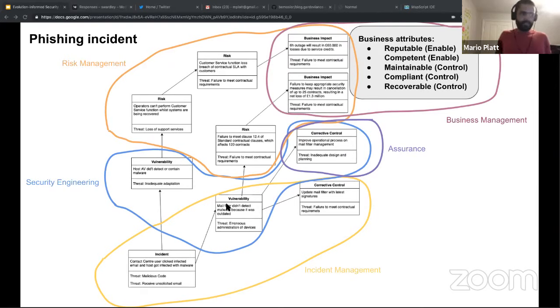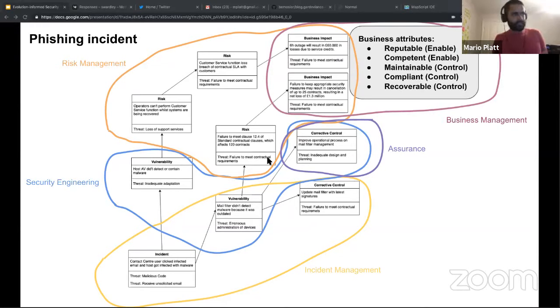The other vulnerability that you found was that your mail filter should have detected that malware, but it didn't because it hadn't been updated in 2 months. Okay, so you have the threat of erroneous administration of devices. Again, this is all part of the taxonomy. You go and you choose as metadata what actually happened from the taxonomy. Then you're going to deploy a corrective control, which is to update the mail filter with the latest signatures.